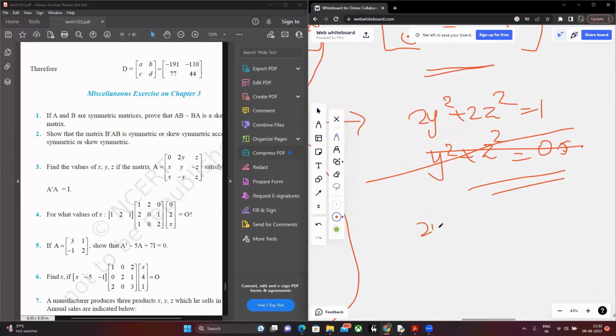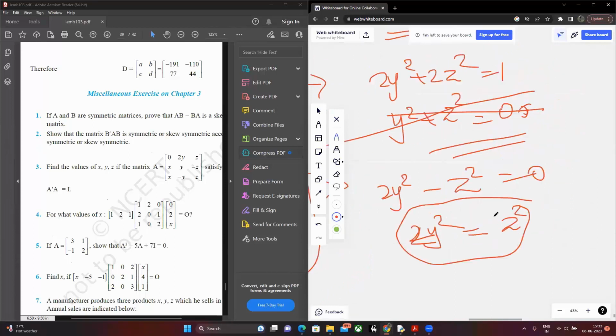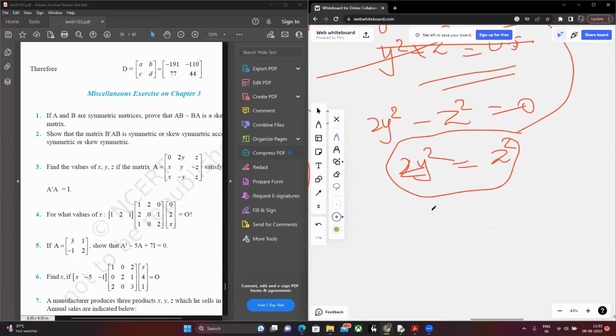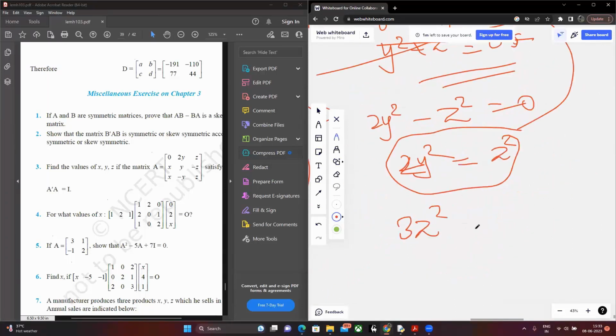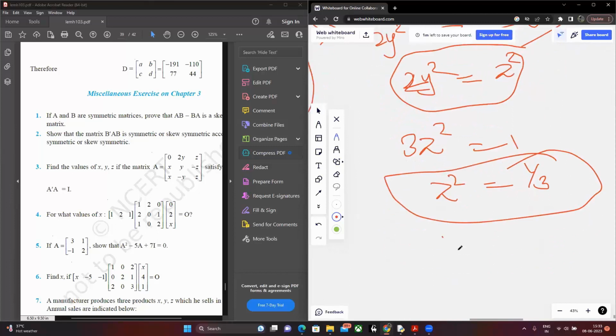take this in conjunction with the fact that 2y squared minus z squared is going to be equal to 0. Or 2y squared is going to be equal to z squared. Since you have this substituted over here, you basically get 3z squared is going to be equal to 1, or z squared is going to be 1 by 3. Therefore, y squared is going to be 1 by 6, right? Because y squared is half of z squared.